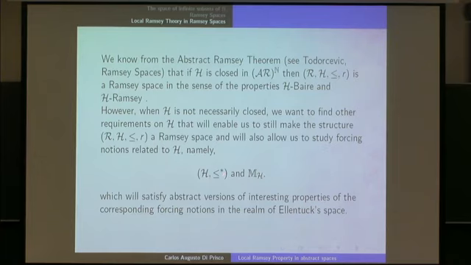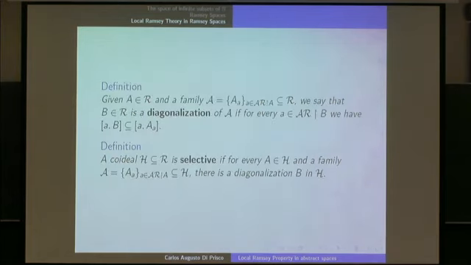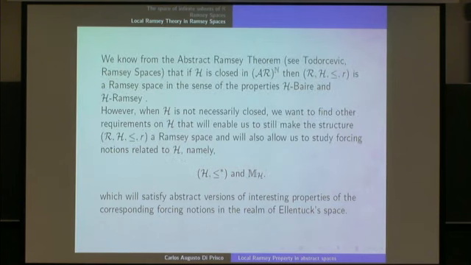Now we have the coideal subset of R with almost reduction, which corresponds to almost containment, and the analogous of the Mathias forcing notion F sub H. And these forcing conditions will satisfy abstract versions of some of the properties I mentioned earlier for the case of the Ellentuck space.